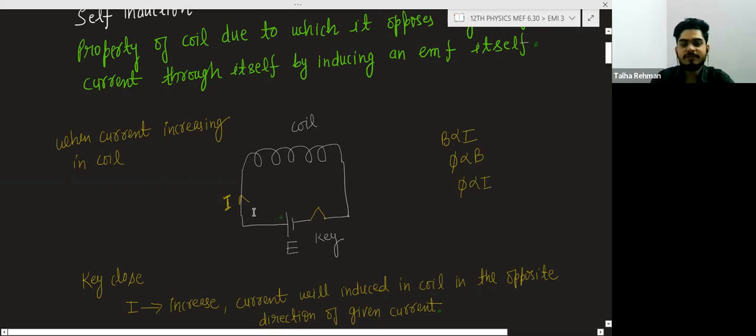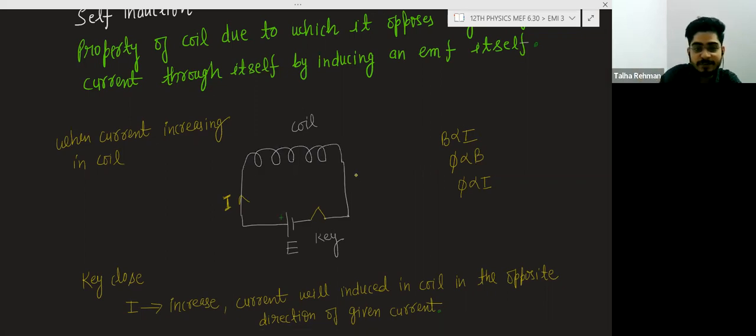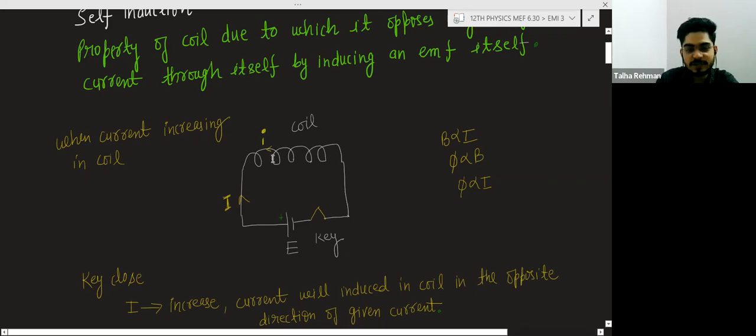So basically when current increases, there will be a change. Current will increase, there will be an increase in magnetic flux, and whenever there is an increase or decrease or change in the magnetic flux linked with the coil, EMF will be induced in this coil. So due to that induced EMF, there will be a current in the opposite direction. There will be an induced current in the opposite direction.